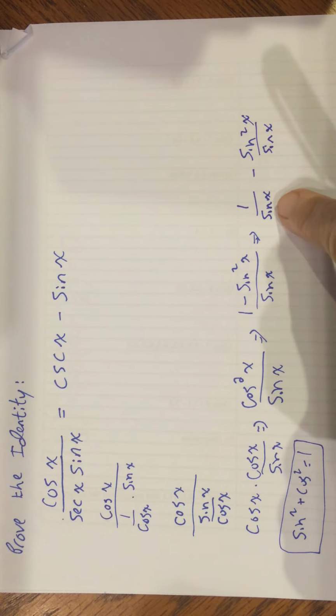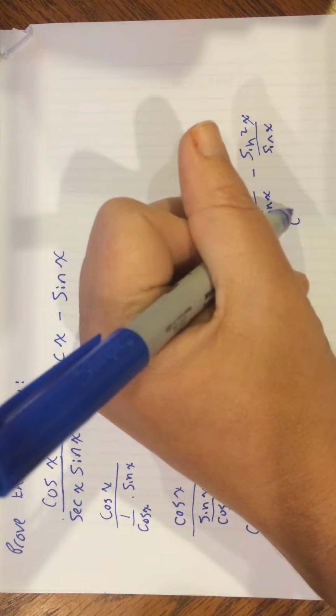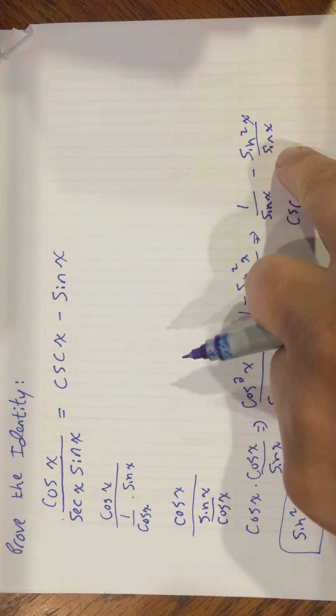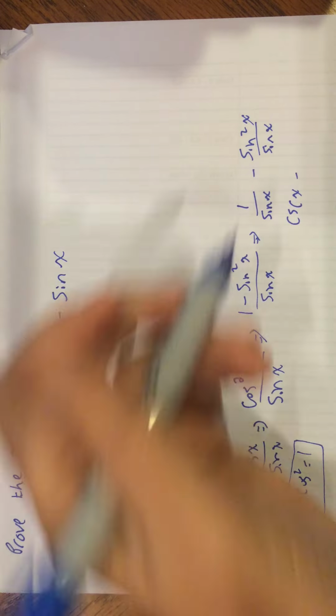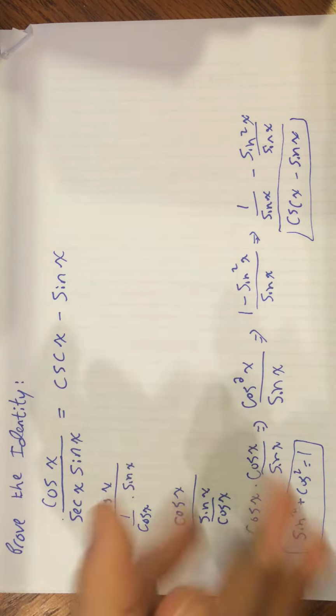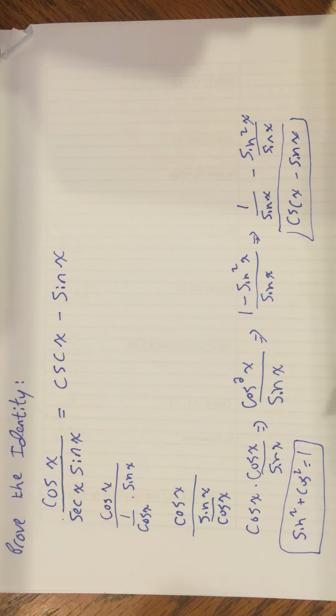Now if I look at this, if I simplify 1 over sine x, that gives me cosecant. If I simplify sine squared x over sine x, that gives me sine x. So I did it. I proved the identity. I got this to look exactly like my right side. And I did it just working with one side, but again, we're going to do a few where we work with both sides.